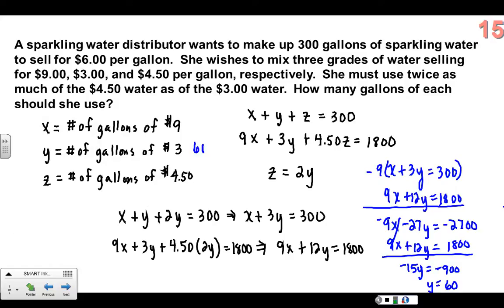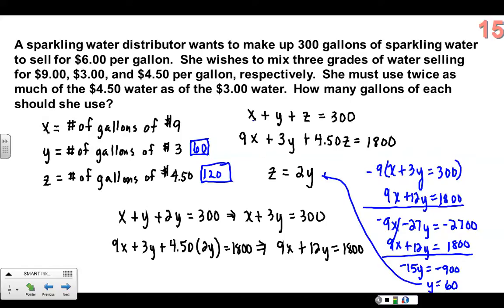So 60 is going to be the amount for y. Now we know that z is equal to 2 times y. So 2 times 60 would be 120 gallons of the $4.50 water. And that helps us hold true in our system here that we had twice as much of the $4.50 as we do the $3. So that makes that all true.